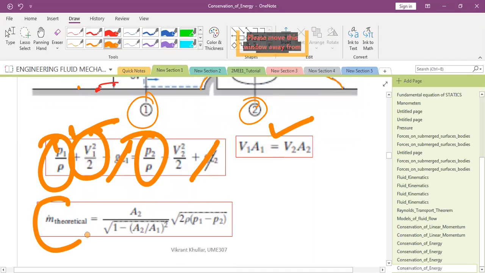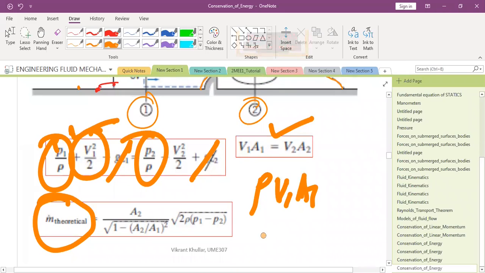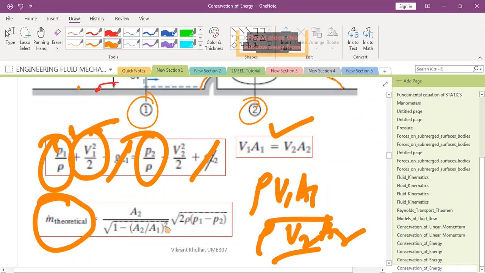Yes. What is M theoretical? This will be equal to what? Rho times V1 A1 or rho times V2 A2, anything. So M theoretical involves which area? A2. But A2 is unknown to you. So that is the problem. So what can you do? If you want to find out A2, this is one way to find out the expression for M theoretical.